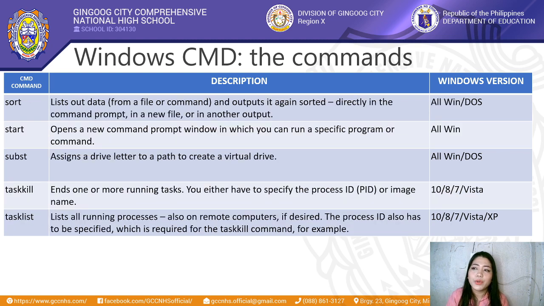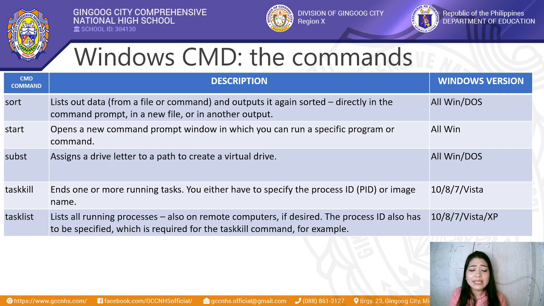We also have sort, which lists out data and outputs it again sorted. Start opens a new command prompt window in which you can run a specific program or command. Subst assigns a drive letter to a path to create a virtual drive. That's for creating virtual drives, actually. So taskkill ends one or more running tasks. You have to specify either the process or image name. So if you want to end a task, you just have to use the taskkill command of the CMD.